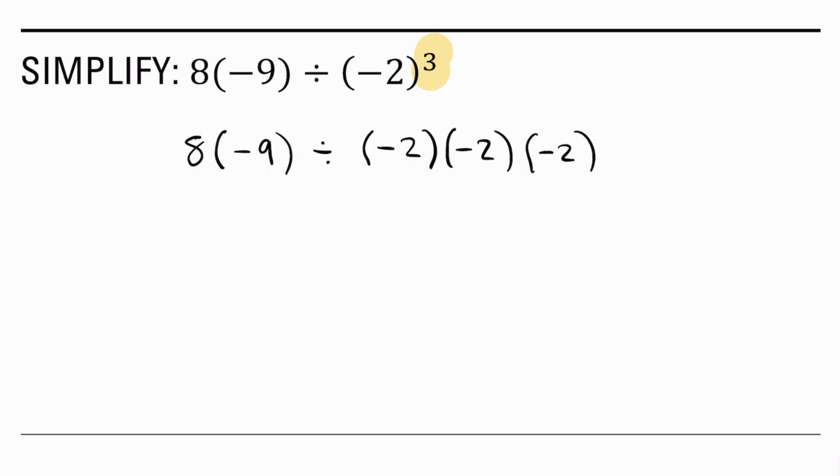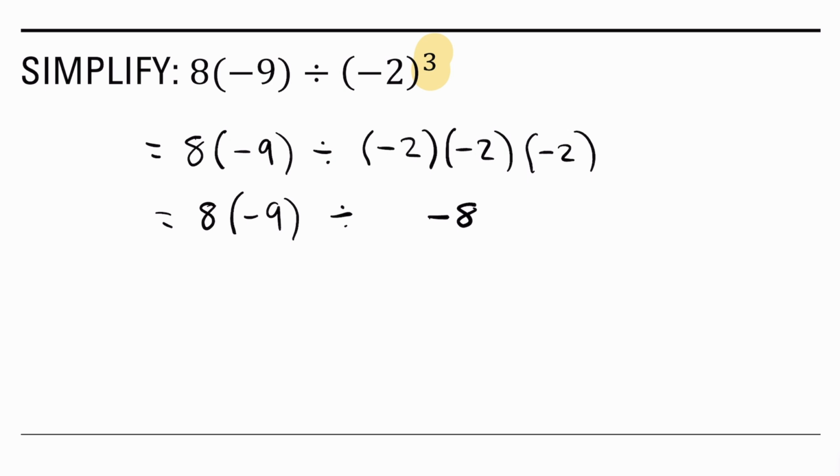Negative 2 times negative 2 will equal positive 4. Remember, the two negatives will cancel and we'll just get 2 times 2. And then 4 times negative 2 would be negative 8. And so we would get negative 8. Now that would be divided into 8 times negative 9.